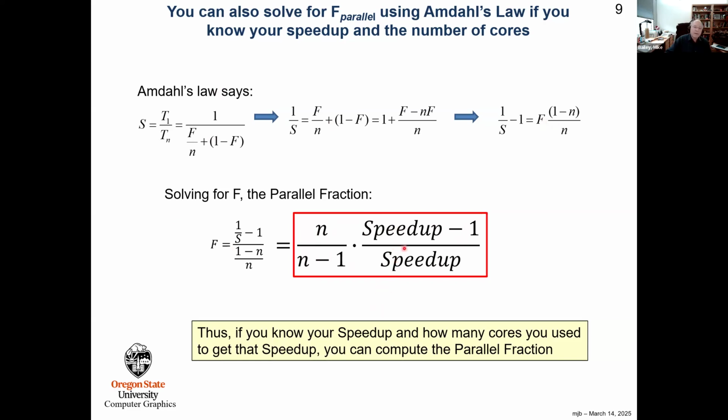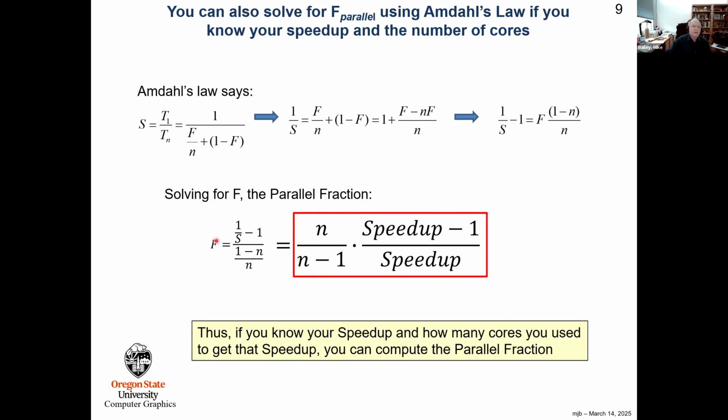Okay, this is how you can compute your parallel fraction. And we ask you to do this in some of the assignments. So probably you want to take the maximum number of cores that your system has and use that to compute speed up. So you've got a time it took to run with 1 thread, a time it took to run with 8 threads. That gives you the 8 thread speed up, plug into here, that gives you the parallel fraction.